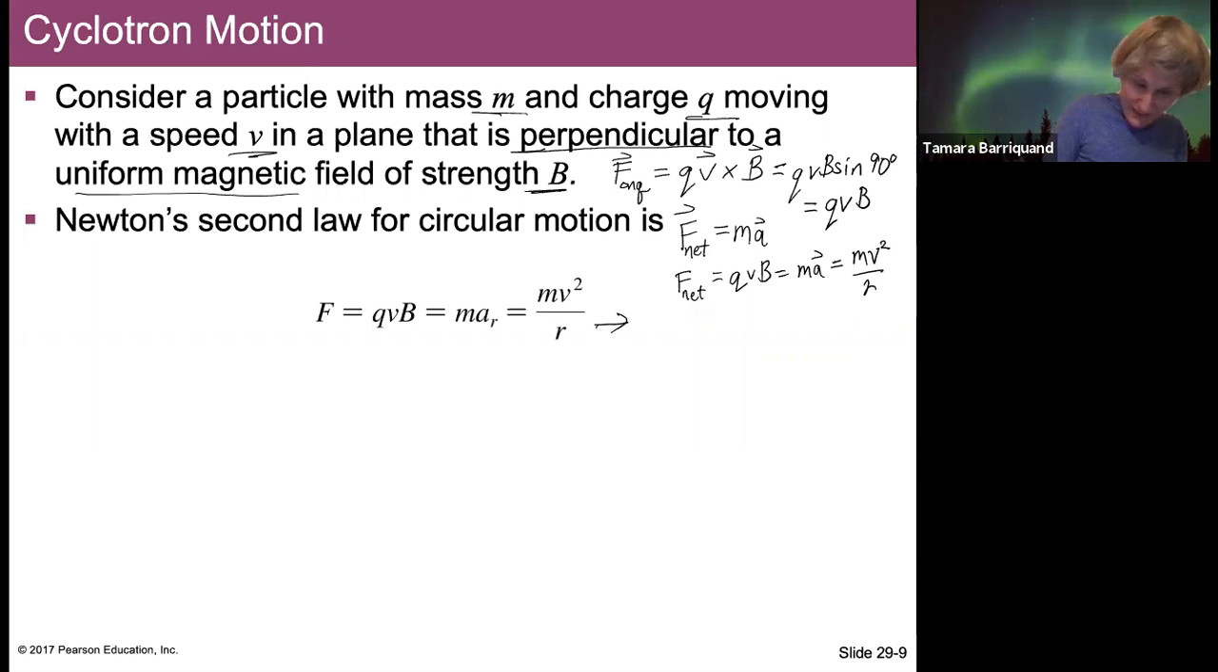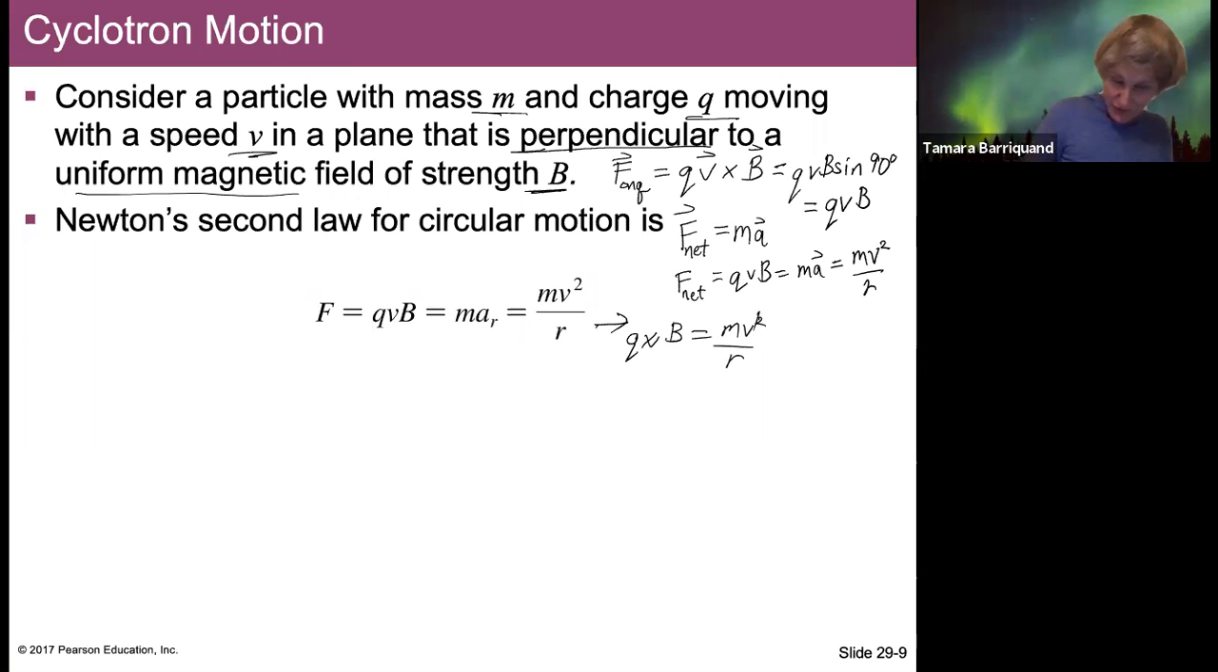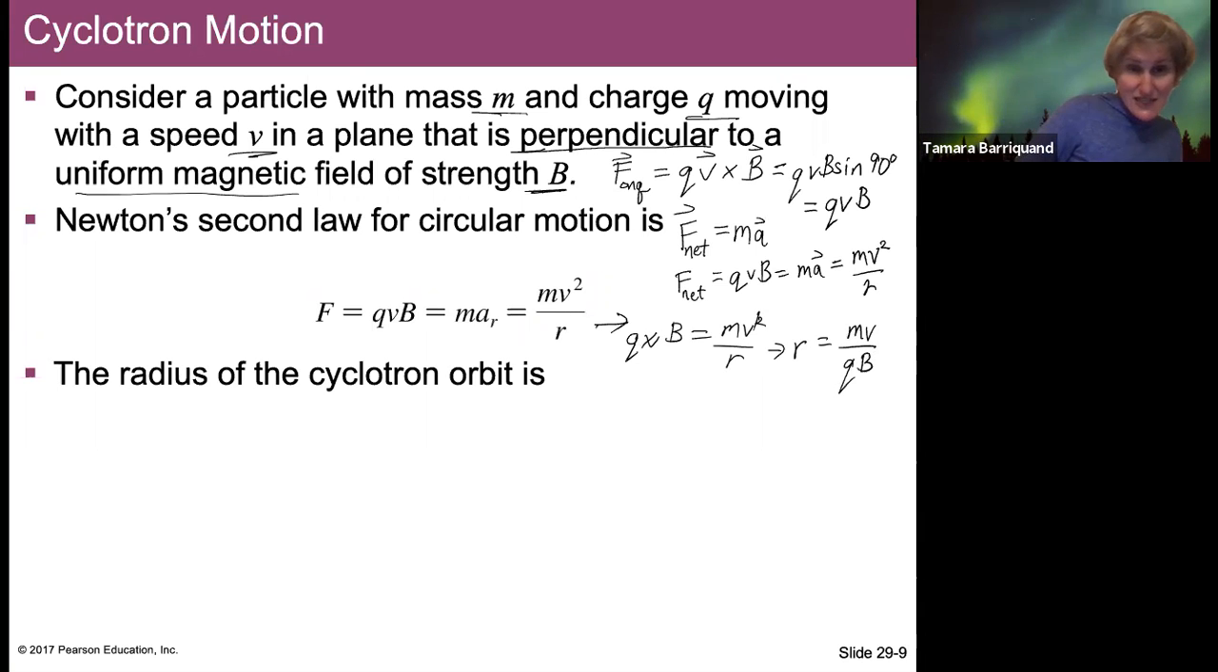Now we can solve this for r. QVB equals mv squared over r. So one of those v's can cancel, and I can solve this for r by multiplying both sides by r and dividing by QB. So r equals mv over QB. We see that the radius of the cyclotron orbit is mv over QB.